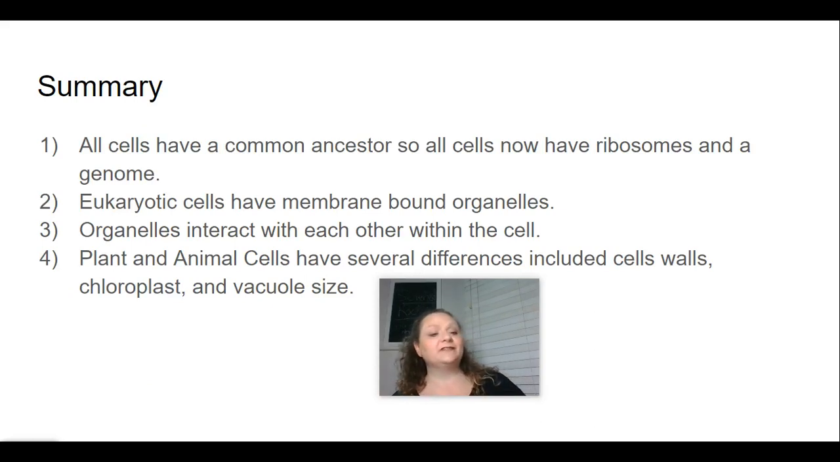We've come to the end of our time. Just in summary, remember that all cells have a common ancestor. So all cells now have ribosomes and a genome, just like their common ancestor did. Eukaryotic cells have membrane-bound organelles. Prokaryotic cells do not. Organelles interact with each other within the cell. And plant and animal cells have several differences, including cell walls, chloroplast, and vacuole size.